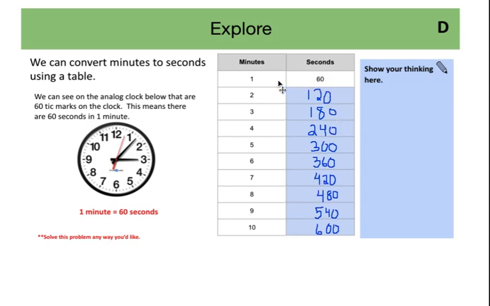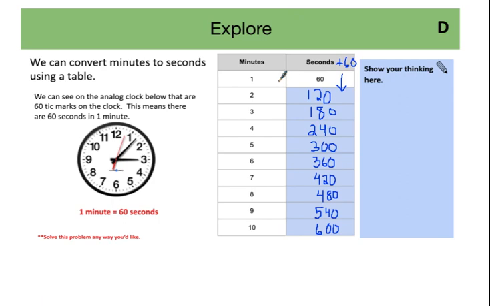Right, so if 1 minute is 60 seconds, that means 2 minutes is 120 seconds, and 3 minutes is 180 seconds, and so forth. So if we're traveling down, the rule is to add 60. But just like we explored with converting measurement, like length or weight, if I tell you to find how many seconds are in 125 minutes, that's going to be a really long table.